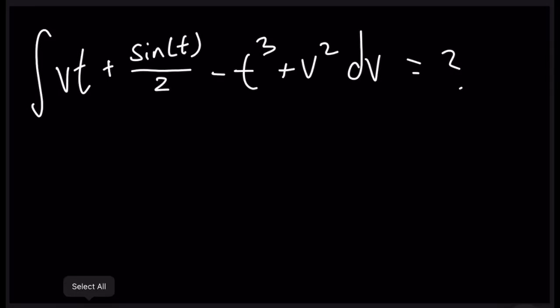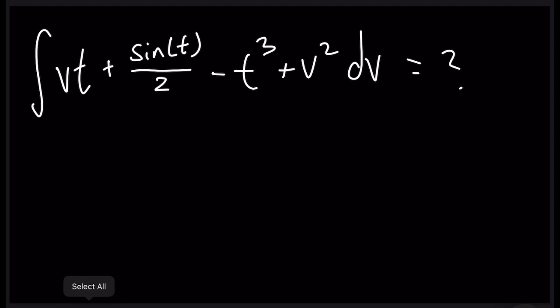Okay, let's talk about integrals. So this first integral is going to be pretty simple. It's just the integral of vt plus sine of t over 2 minus t cubed plus v squared dv. And the only thing you've got to make sure you look at here is that you don't differentiate in terms of t, since it's dv, we're integrating in terms of v.